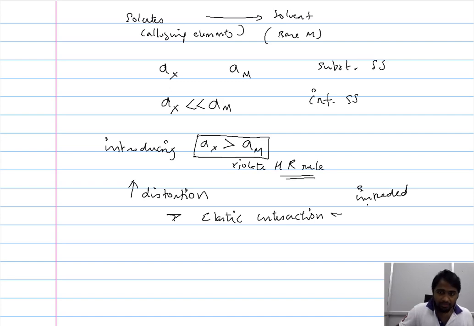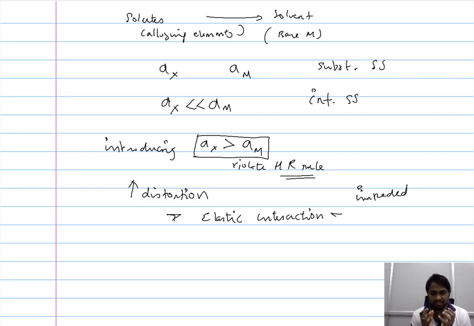So thereby we are reducing the plastic strain at a given point. So one way in which the solid solution achieves the reduction of the plastic deformation is by impeding the dislocation through this elastic interaction.